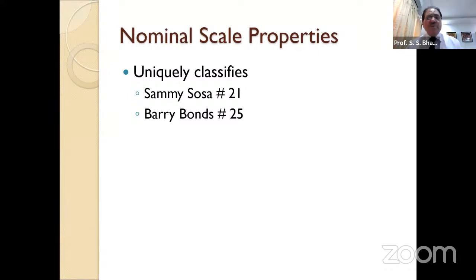Even income can also be used as a nominal scale: low income, middle income, higher income. So people belonging to low income would be classified in one category, people having middle income in the second category, high income in the third category. So am I making sense? Are you able to understand what a nominal scale would be? Because later on, we in research will be using that.